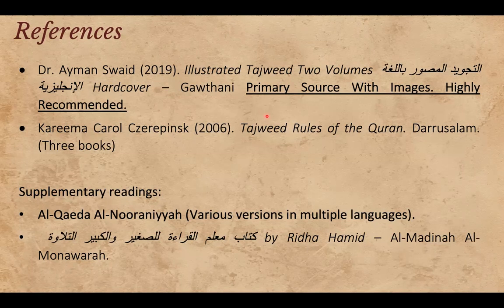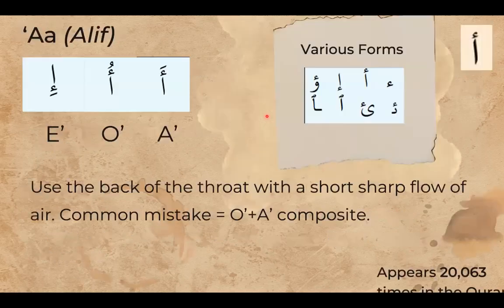Other things you can rely on are the typical Qaida Nuraniyya. I am sure, mashallah, there's definitely an Arabic version. There's a version for the subcontinent as well. This is really helpful too, just to do a quick revision. And there is another Arabic book called Kitab Mu'allim al-Qira'a al-Saghir al-Kabir. And this is by Rida Hamid. So either take notes at your own leisure or go on and just buy the books. Go to the next one.